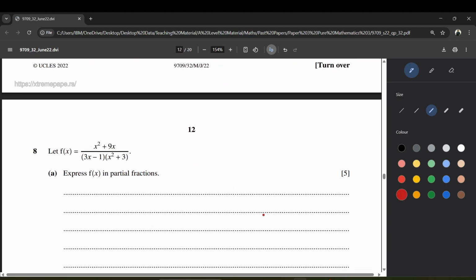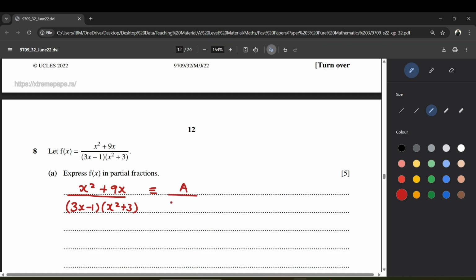Okay, question number 8. Let f of x equal x squared plus 9x divided by (3x minus 1) times (x squared plus 3). So this is a linear factor and this is a quadratic factor, right? It says express f of x in partial fractions.